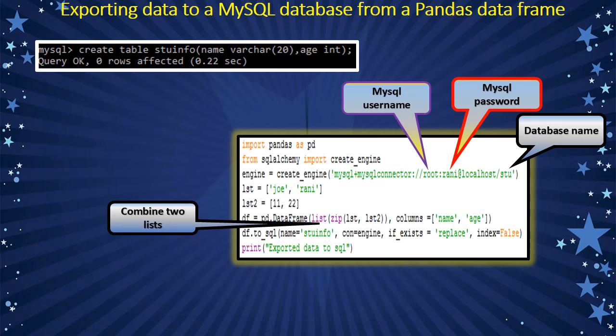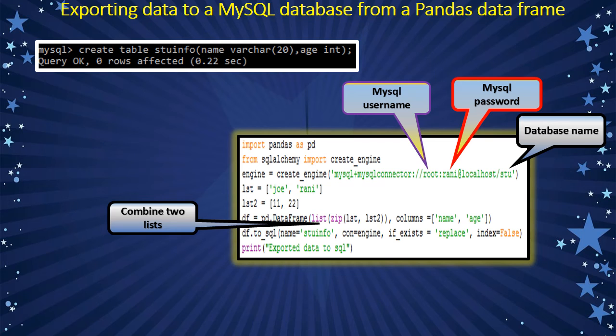So I'm creating two lists. The first list contains the names Joe, Rani. The second list has 11, 12, those are the values. So I'm going to combine the lists using the function zip. So the list of zips is combined with the column titles name and age. So under name, Joe and Rani will come, under age, 11 and 12 will come. So finally create a data frame object. Next this data frame object is going to be exported to the MySQL table.